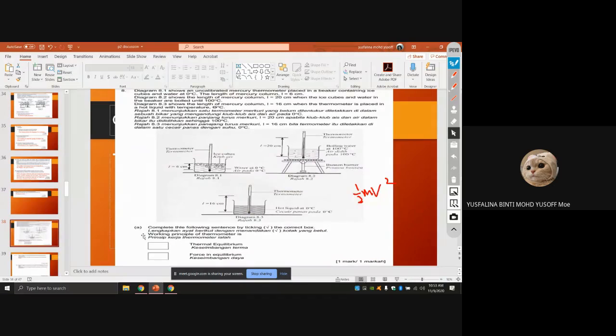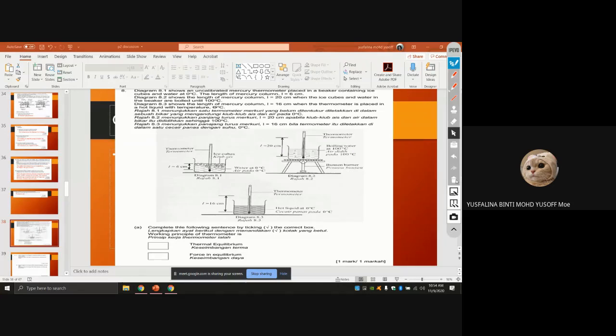Diagram 8.1 shows an uncalibrated mercury thermometer placed in a beaker containing ice cubes and water at 0 degrees Celsius. The length of the mercury column L is 6 cm. Diagram 8.2 shows the length of the mercury column L as 20 cm when the ice cubes and water in the beaker are boiled until 100 degrees Celsius.